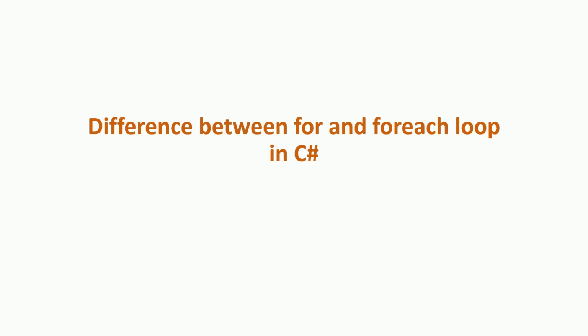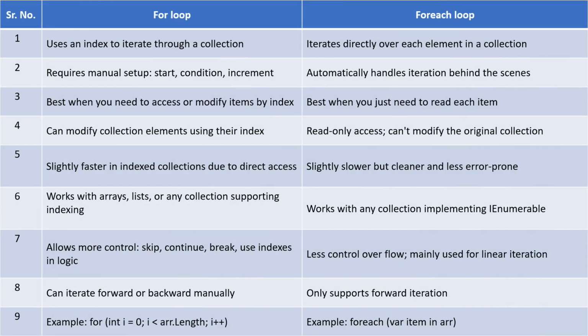In this video, I am going to explain the difference between for and foreach loop in C#. So let's start. So the first difference is, for loop uses an index to iterate through the collection, whereas foreach loop iterates directly over each element in the collection.